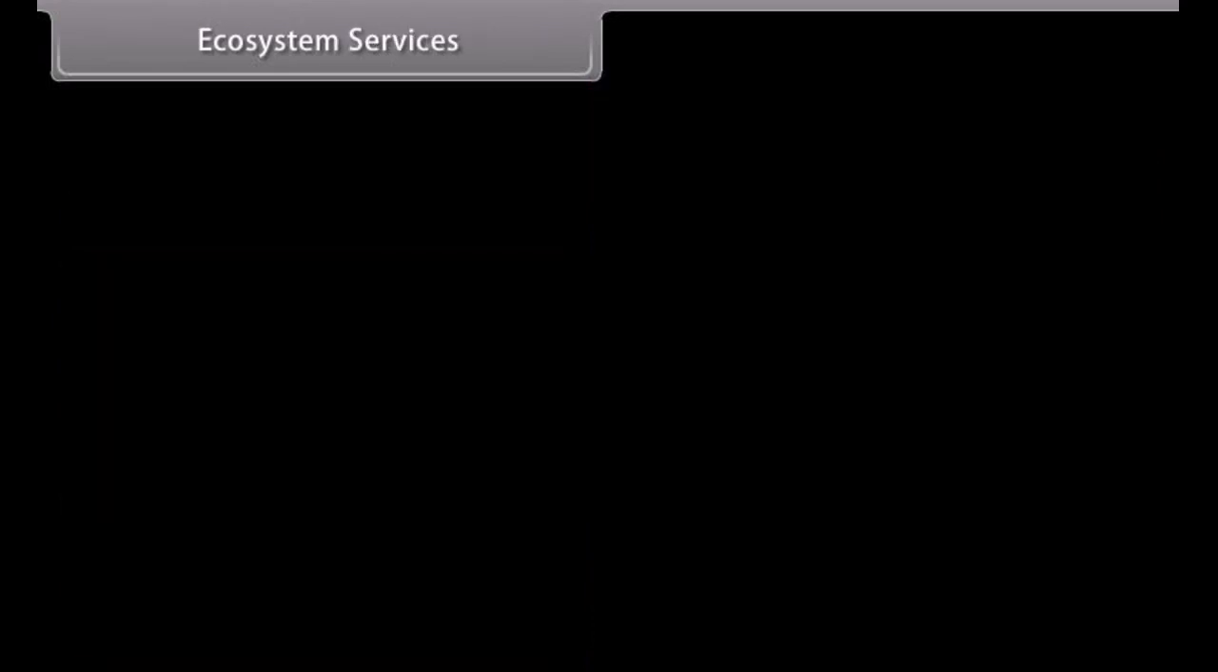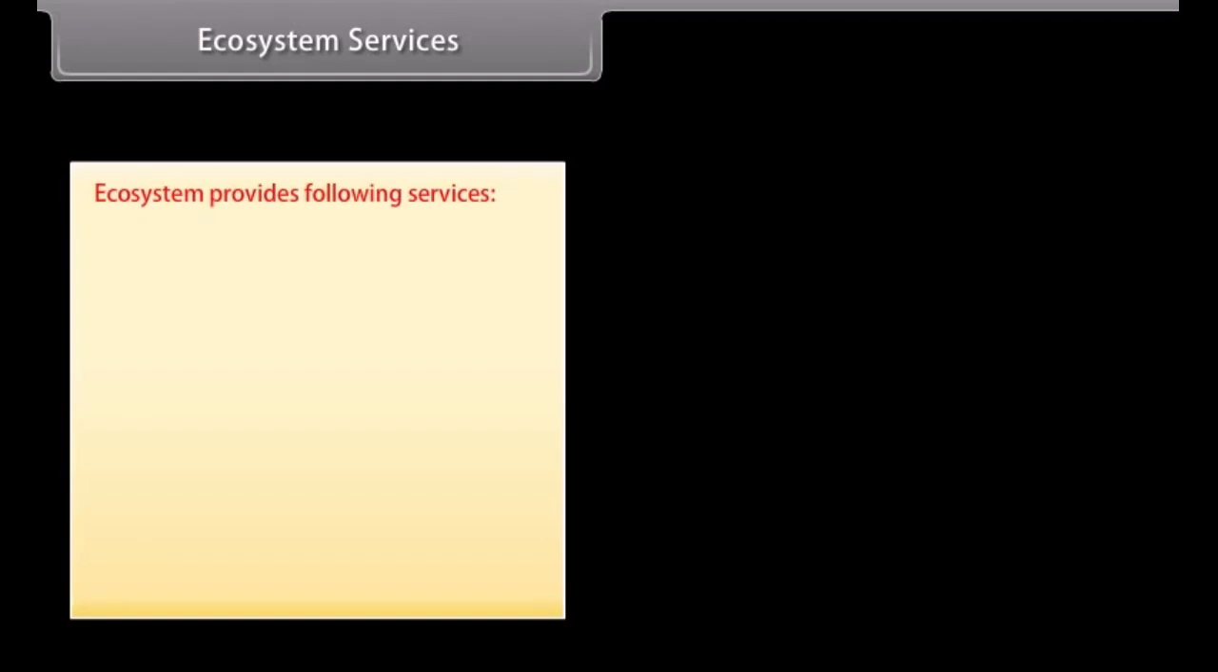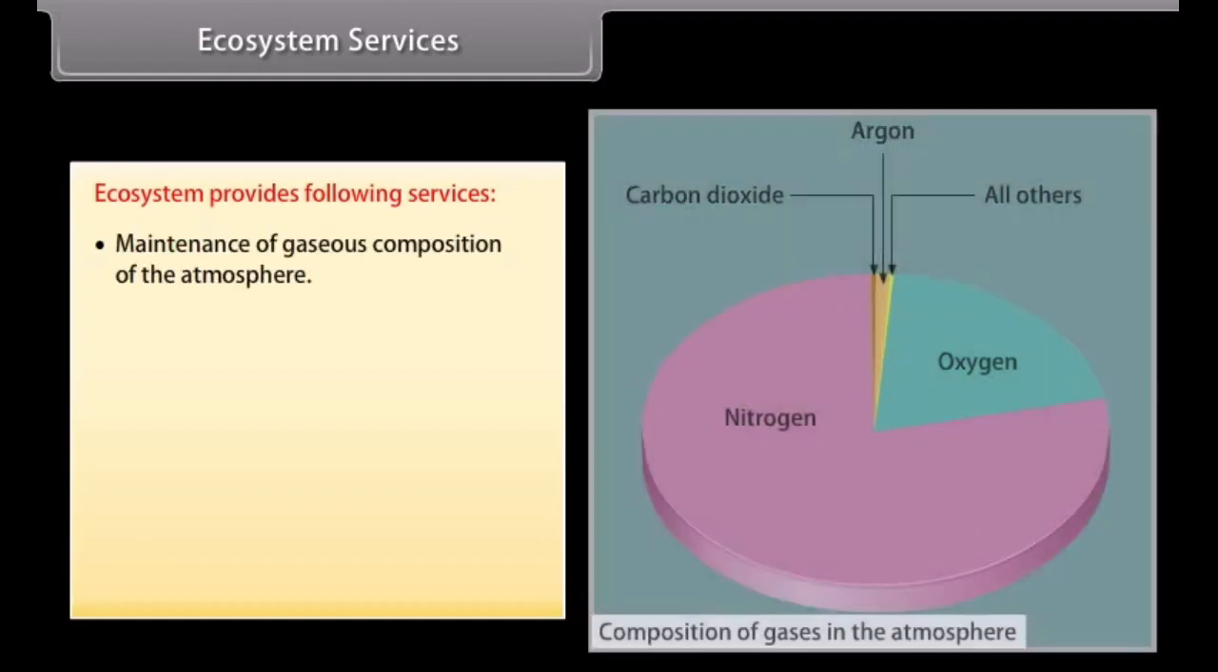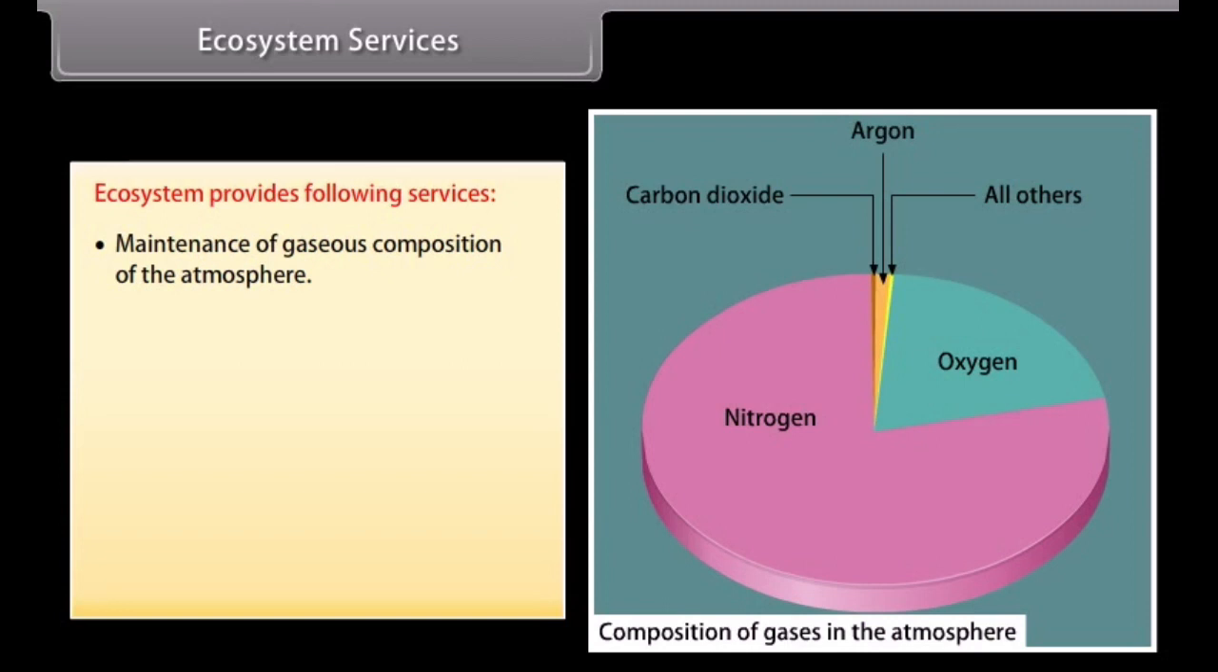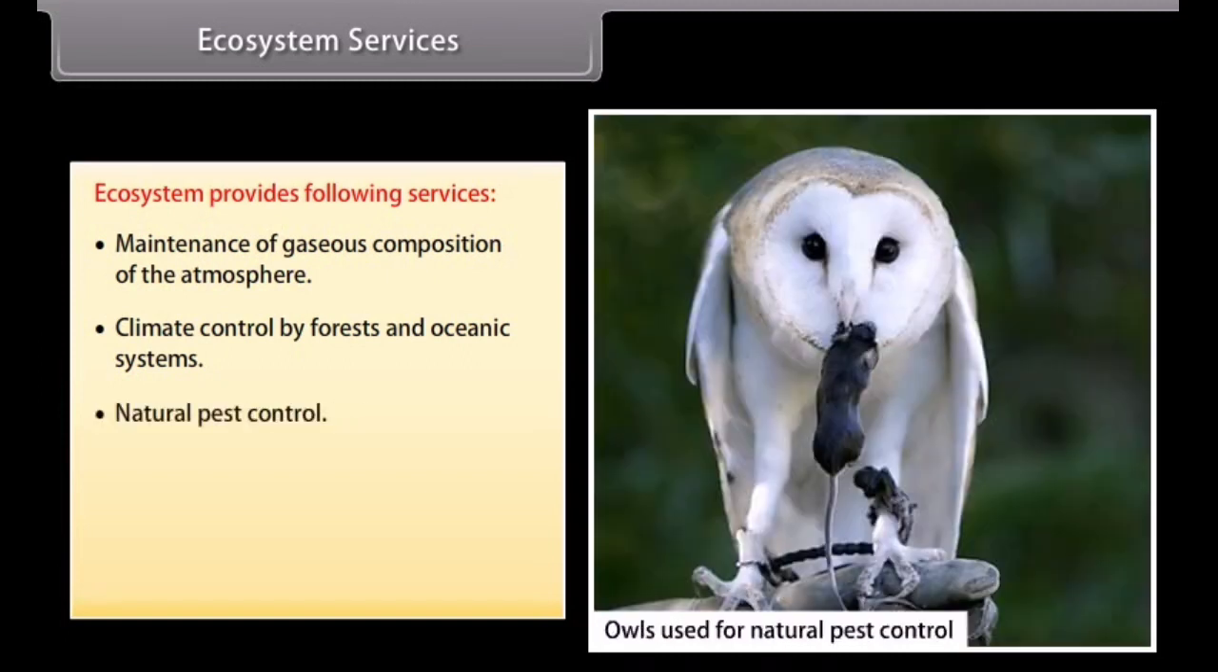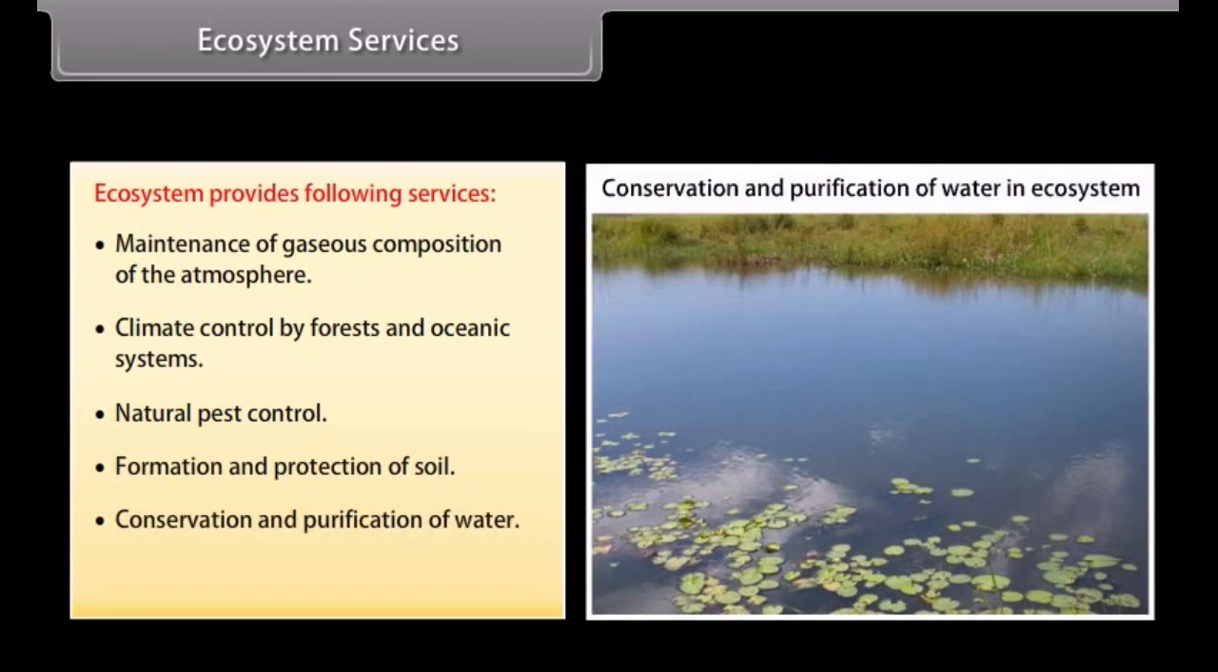Ecosystem services: the ecosystem provides the following services: maintenance of the gaseous composition of the atmosphere, climate control by forests and oceanic systems, natural pest control, formation and protection of soil, conservation and purification of water, nutrient cycling, etc.